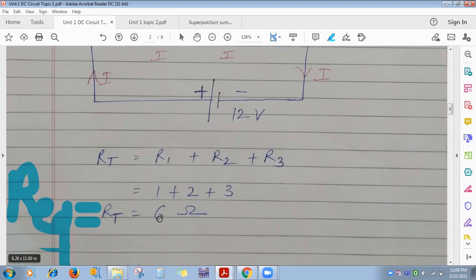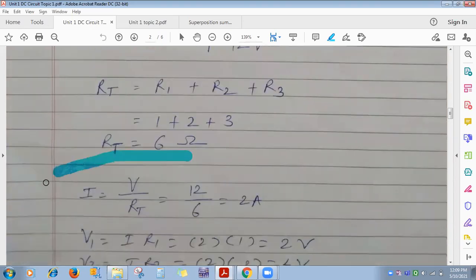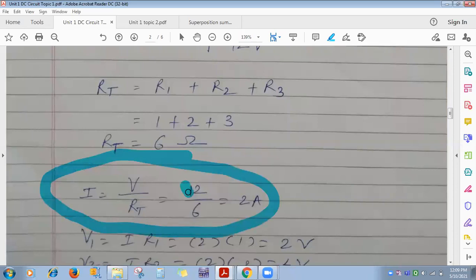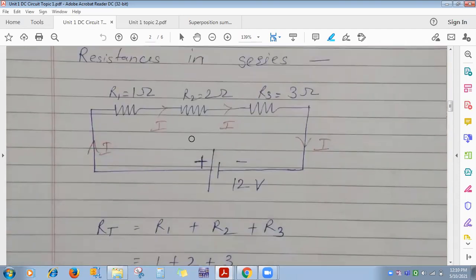So the total equivalent resistance you can denote as RT or R suffix equivalent. So 6 ohm is the total equivalent resistance, and then you can find the total current using Ohm's law. Total voltage 12, total resistance we got 6, so 2 ampere is the current flowing. And if you are asked to find voltage drop for 1 mark, with 3 resistances connected in series or in parallel, find the current flowing through each, the voltage drop across each, R equivalent or total current. Questions like this come for 1 mark.